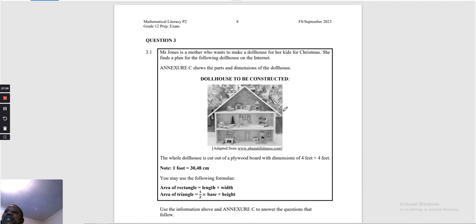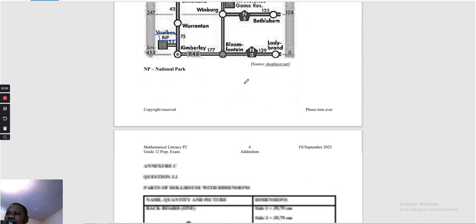Let's go to question number 3. So question number 3, we are given: Miss Jones is a mother who wants to make a dollhouse for her kids for Christmas. She finds a plan for the following dollhouse on the internet. Annexure C shows part of the dimensions of the dollhouse. Okay, let's go to Annexure C.